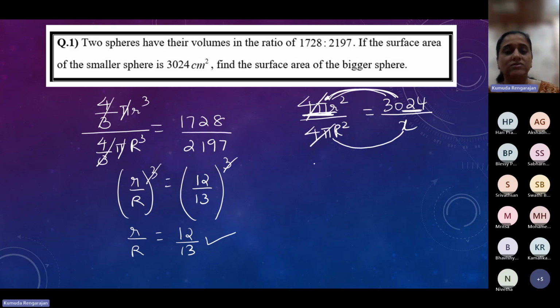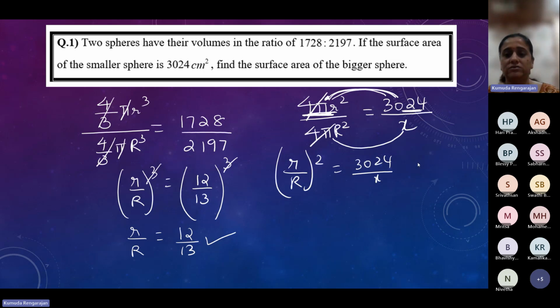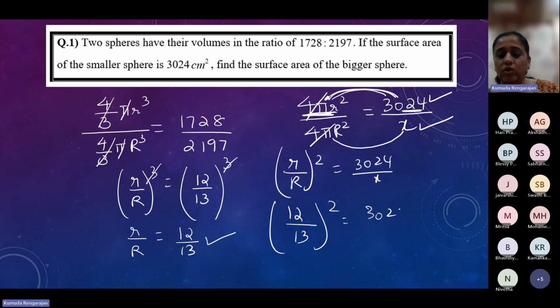So again, 4 pi in the numerator and denominator cancels. So we have r by R, the whole square, is equal to 3024 over x. x is the surface area of the bigger sphere. When you solve this equation for x, that's the surface area of the bigger sphere. So r by R is 12 by 13. 12 by 13, the whole square, is equal to 3024 over x. Now work this and you can find the value of x.